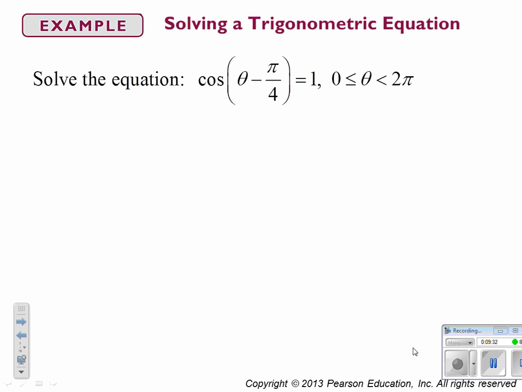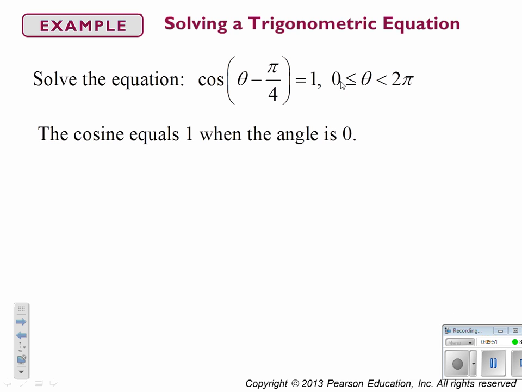All right, so now we have a little phase shift here. We want to know cosine of theta minus pi over 4 equals 1. So we're going to find all the solutions where cosine is equal to 1. That happens when theta equals 0. Since 2 pi is not included, it doesn't happen at 2 pi. So we get theta minus pi over 4 equals 0. We add the pi over 4 to both sides, and we get theta equals pi over 4.